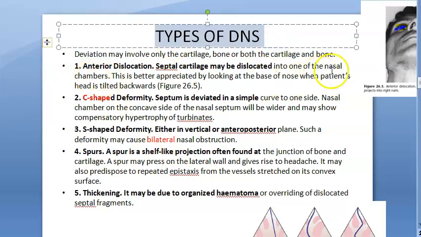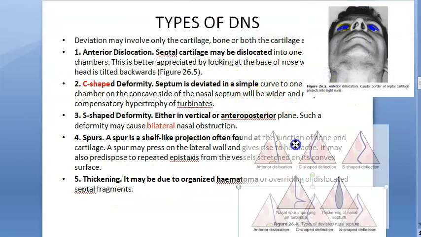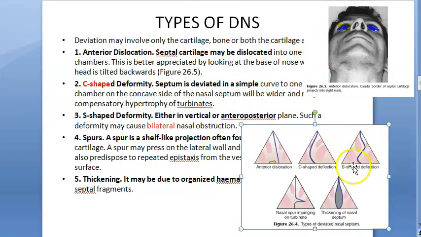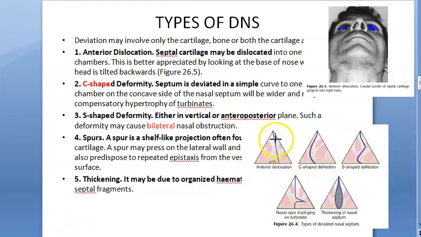Types of DNS, guys, you know that there is anterior dislocation. Then you have C-shaped, S-shaped, nasal spur and hematoma. In anterior, what have you seen? Basically, it is dislocated to one of the chambers. In C-shaped, basically one of the chambers becomes roomy, and as a compensatory thing, the turbinates may have undergone hypertrophy. There could be S-shaped deviation where bilateral obstruction can be there. Okay, and this S-shape can be in the vertical or anteroposterior plane.